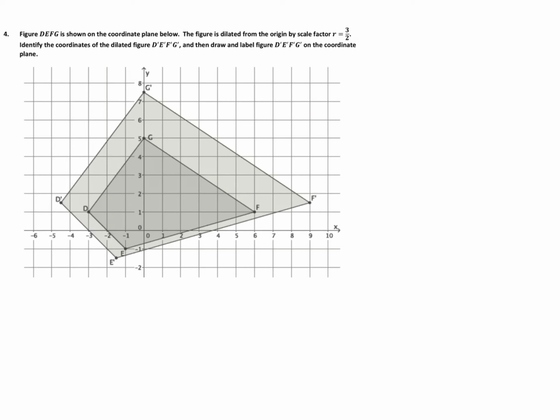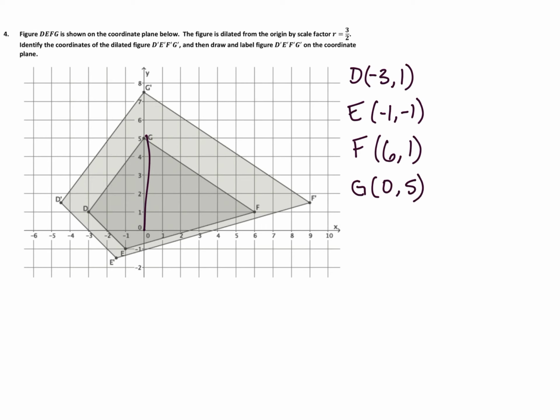We have coordinate D is negative 3, positive 1. E is negative 1, negative 1. F is positive 6, positive 1. And G is 0, 5. Now we're going to multiply all of those by 3/2.